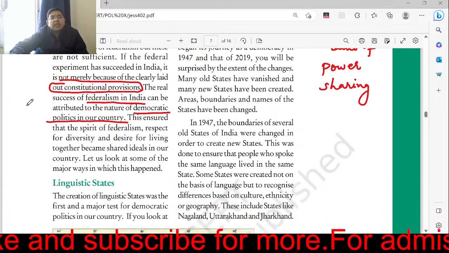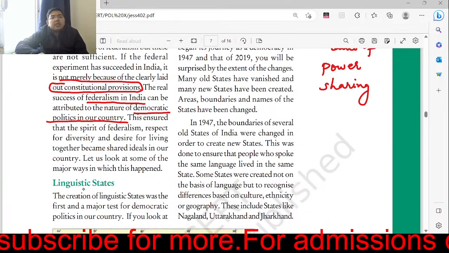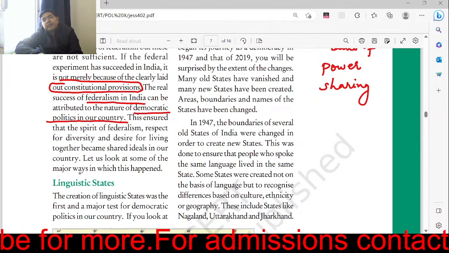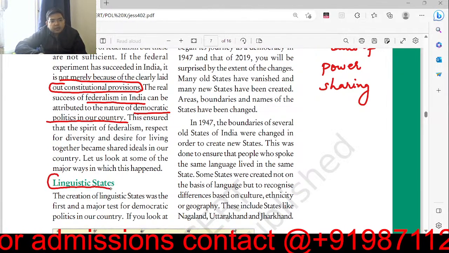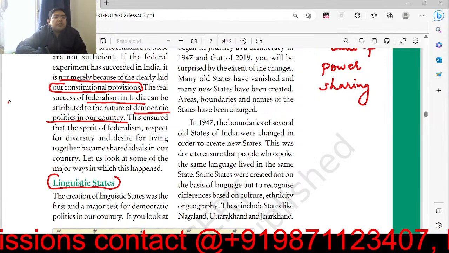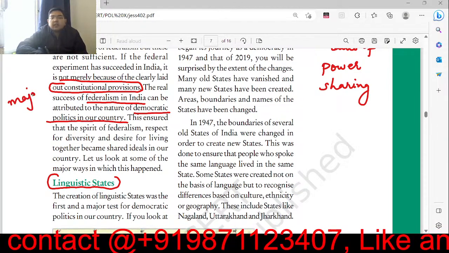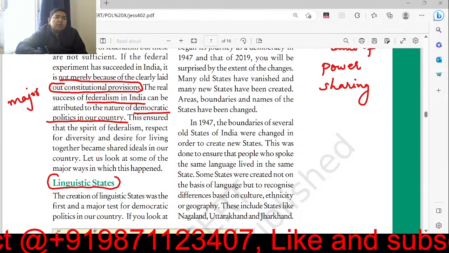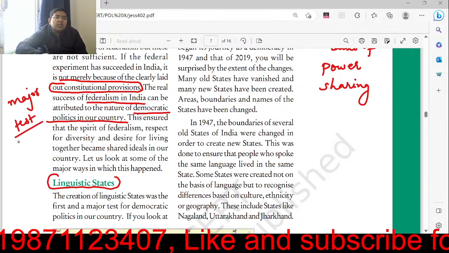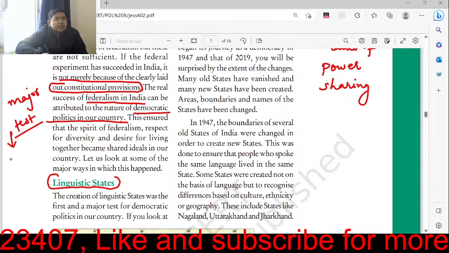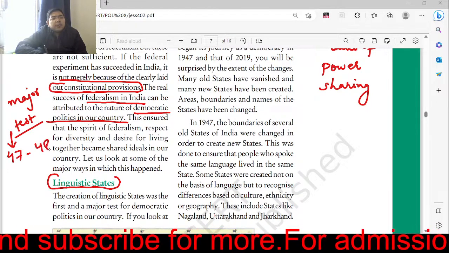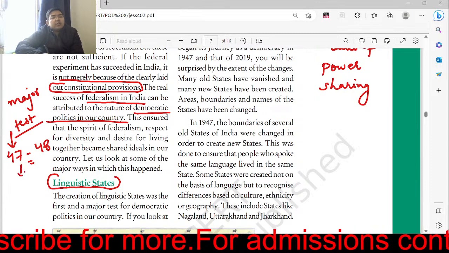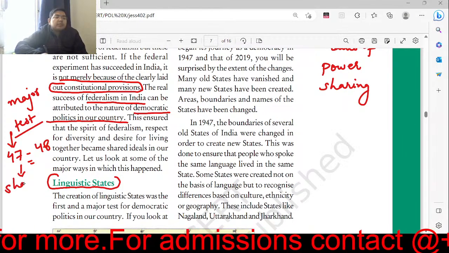And a few features have been discussed in the book. The first one is the linguistic state. Now, one of the major tests of Indian democracy came in the very first year, or you can say the first three or four years of our independence, 47, 48, which was how to share power.